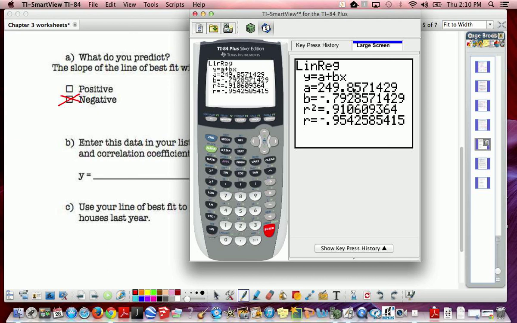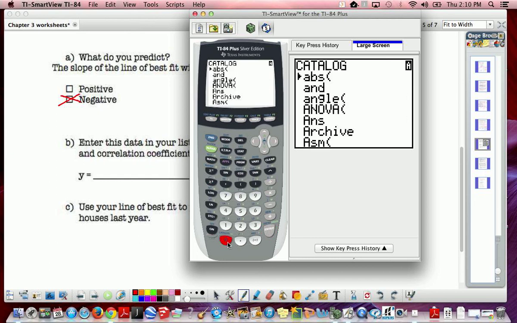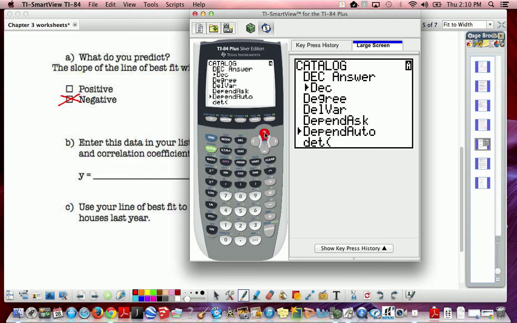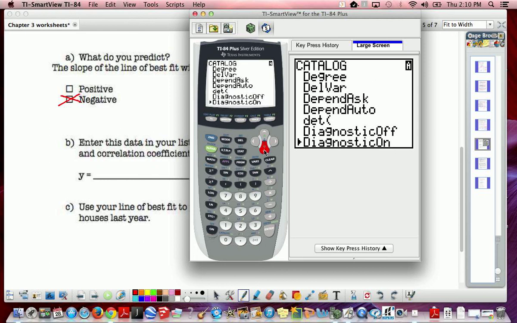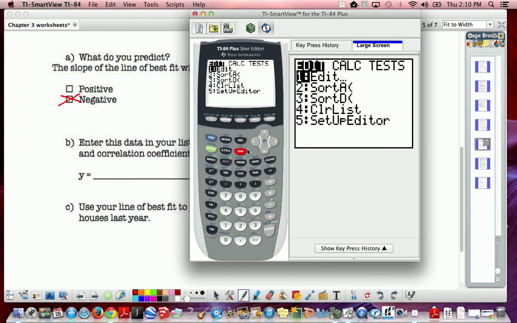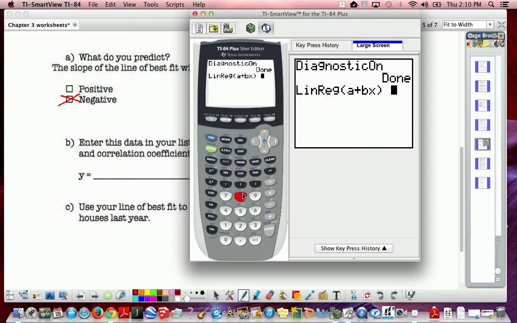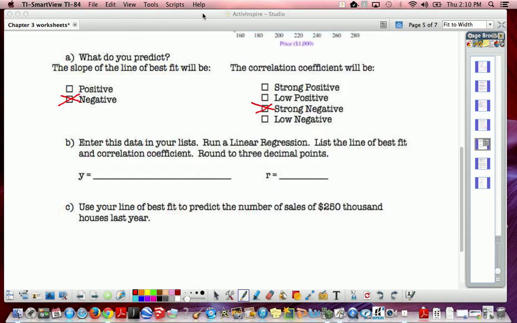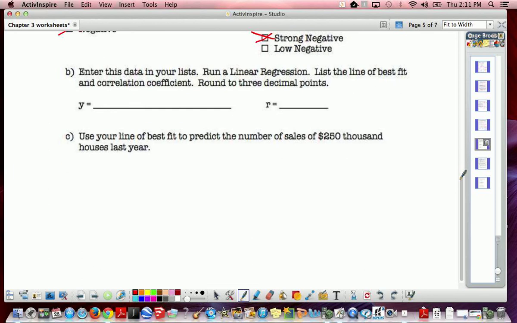If you are not getting your correlation coefficient, because you were gone in class or didn't set up your calculator correctly, go to second 0 for your catalog, scroll down and look for diagnostics on. Hit enter, then redo your linear reg calculation, and your r should pop up. So we want to record that information down.